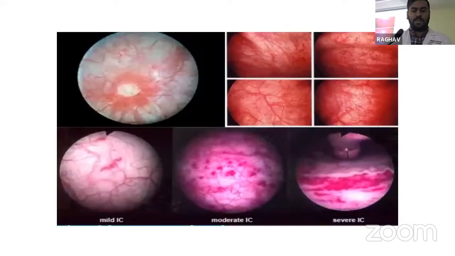Just a few pictures showing what interstitial cystitis can look like in cystoscopy. Mild IC has just a few glomerulations and maybe an ulcer. Moderate IC is filled with glomerulations, and severe IC also shows ulcerations.